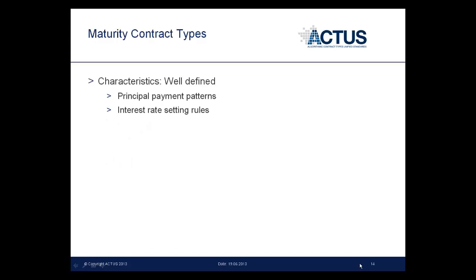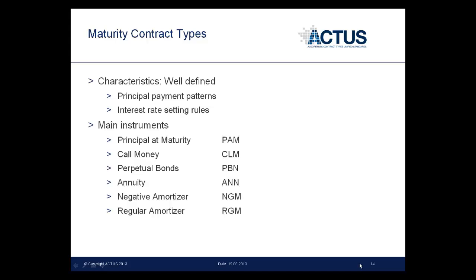Maturity contracts are the opposite. They have well-defined terms both regarding principal and interest. Maturity contracts are therefore quite demanding in terms of initial data and the underlying algorithms. However, once set, analytics become easy. The most common maturity contract type is the principal at maturity, or PAM in short.